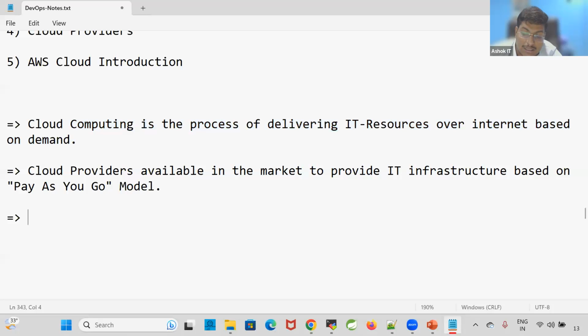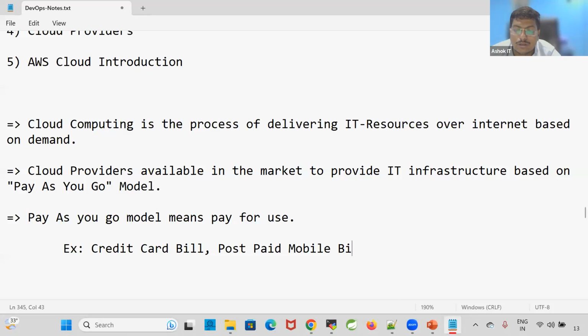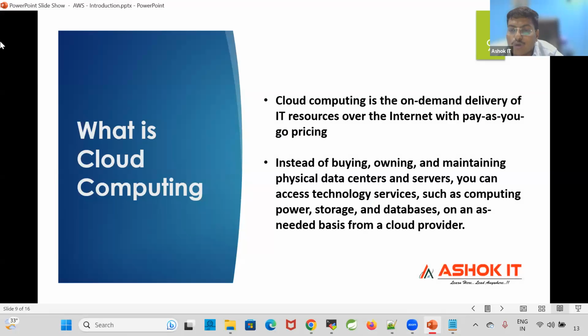Pay as you go model means pay for use, like a credit card bill. Example, you use the credit card, then pay the bill. Postpaid mobile bill. Similarly, a cloud bill will be generated. If you use the cloud infrastructure, a bill will be generated on a monthly basis. For however many services you use in the cloud, you have to pay the money on monthly basis. So that is called cloud computing.